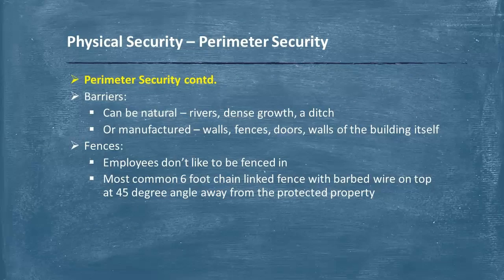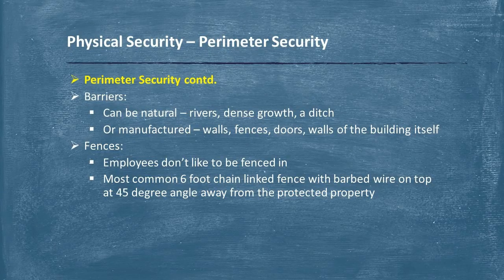What are the barriers that can be employed? They can be natural: rivers, dense growth of trees or plants. A ditch can be a natural barrier. Manufactured barriers include common ones like walls, fences, doors, and the wall of the building itself sometimes, with no need for a separate wall. Fences: employees don't like to be fenced in.